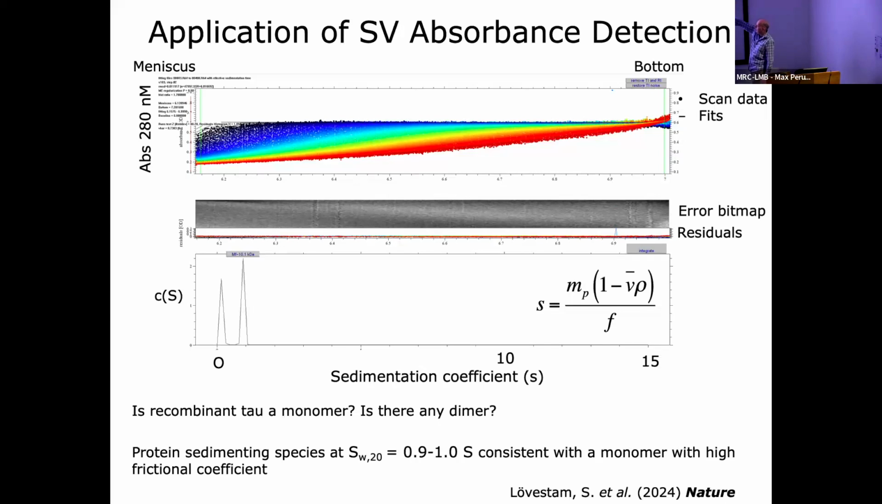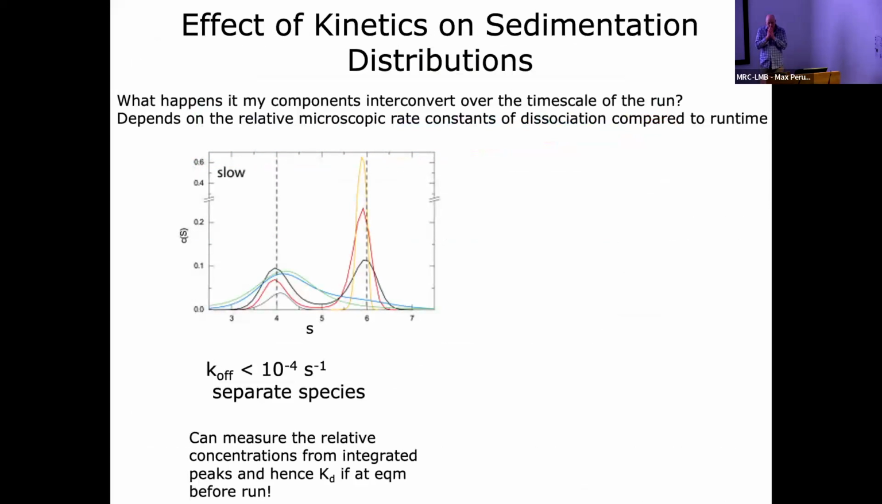So you can see here that as the frictional coefficient goes up, if you have a massive protein here, then the sedimentation coefficient goes down. The kinetics that you can get is that if everything is very, very slow off, then as things sediment, they're going to stay exactly the same. You're not going to get any changes as you sediment all the way down.